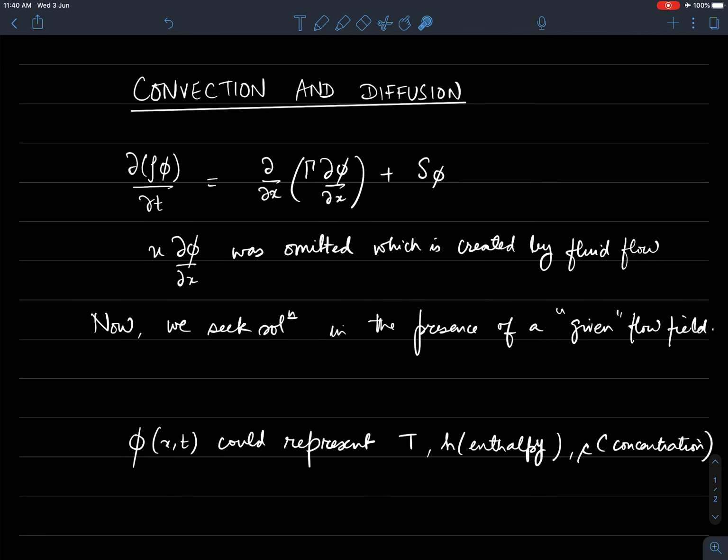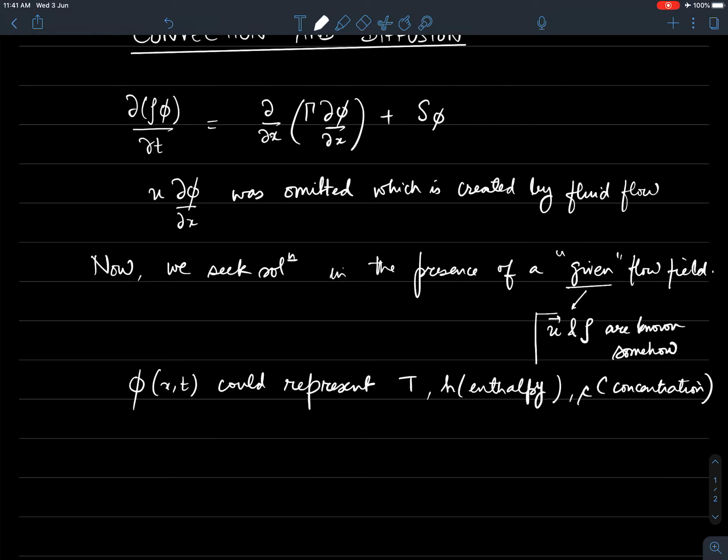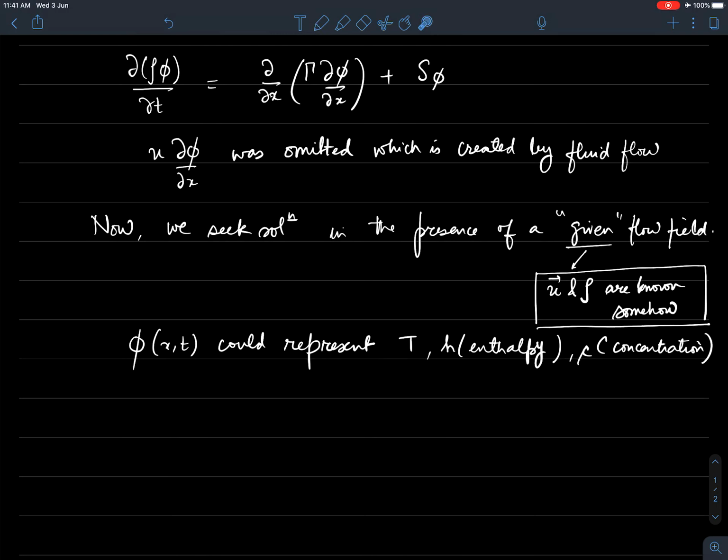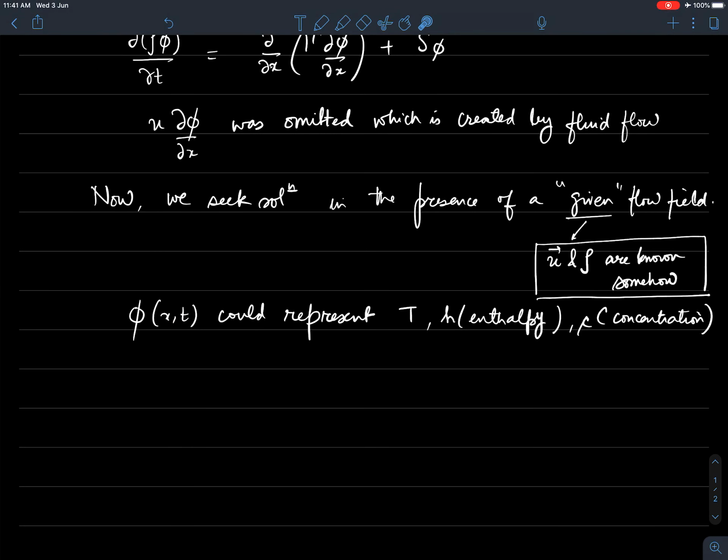Okay, now what we are going to do is we are going to seek a solution for a general scalar phi in the presence of a given flow field. And by a given flow field, what we mean is that the velocity and density are, let's say, known somehow. We don't concern ourselves as of now how they are known, but let's say that these are known to us. Now the scalar phi could actually represent temperature, it could represent enthalpy, it could represent concentration.